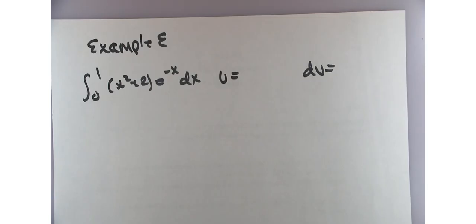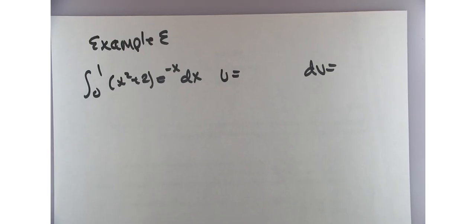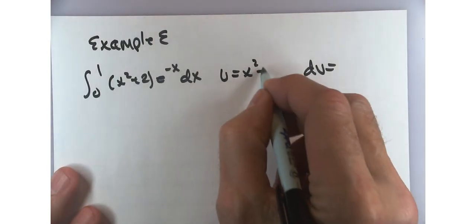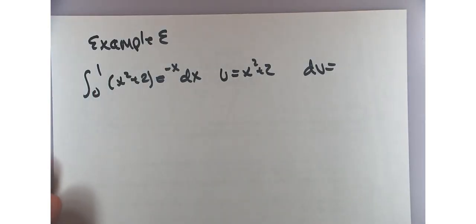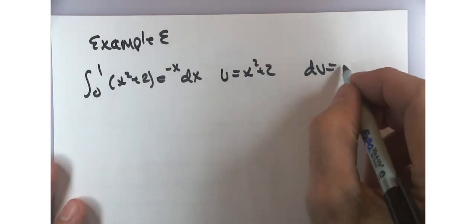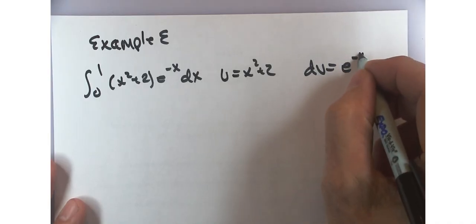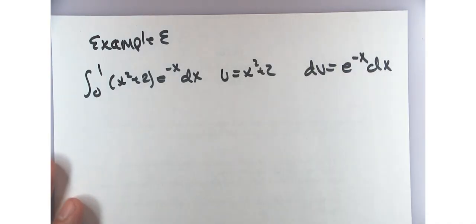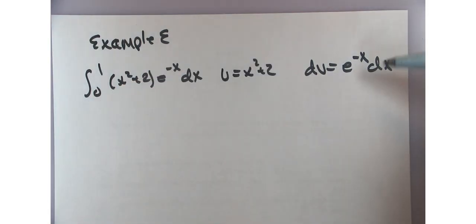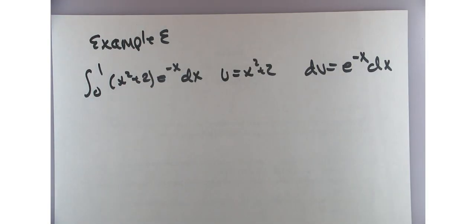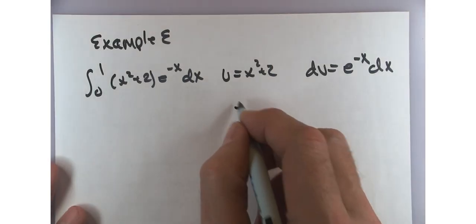Joseph, what do you got? What do you think we're going to let u equal and dv equal? X squared plus 2, good. And for dv? Yep, e to the negative x dx. Now I'm not going to carry this dx all the way through on either side, but let's work our way down.